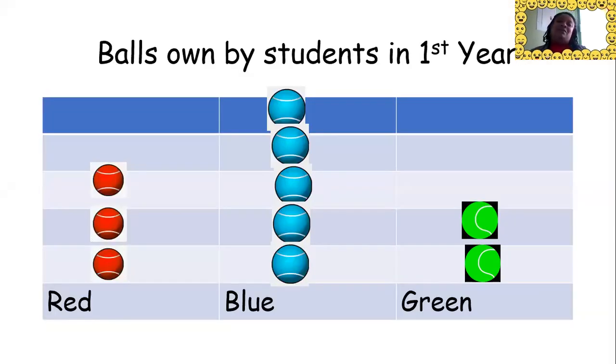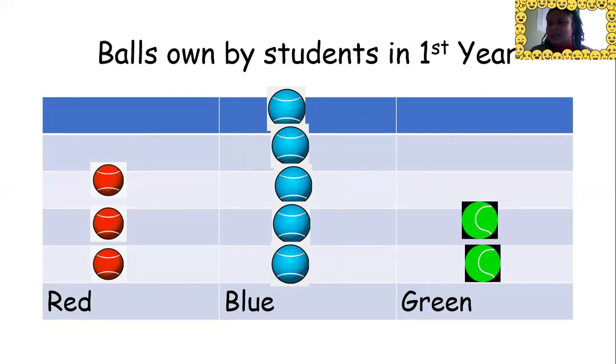Look at your table. And we can answer several questions using this table, because you can look at the table and say, wow, 3 students bought red balls, or 2 students bought green balls. And look at that, 1, 2, 3, 4, 5 students bought blue balls. Now, boys and girls, you can also say that more students bought blue balls. Yes, the most amount of students had blue balls. Now we can see that the blue was the most, okay?